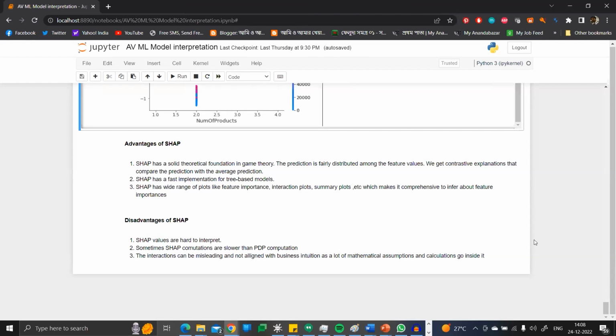Sometimes SHAP contributions are slower than PDP computation. These computations are a bit tricky, and the interactions can be misleading sometimes because a lot of different mathematical, game-theoretic intuitions go into it, but it happens only sometimes. So whenever implementing that, you always have to think about whether it is correlating with business or not. Then you should take the final outcome.